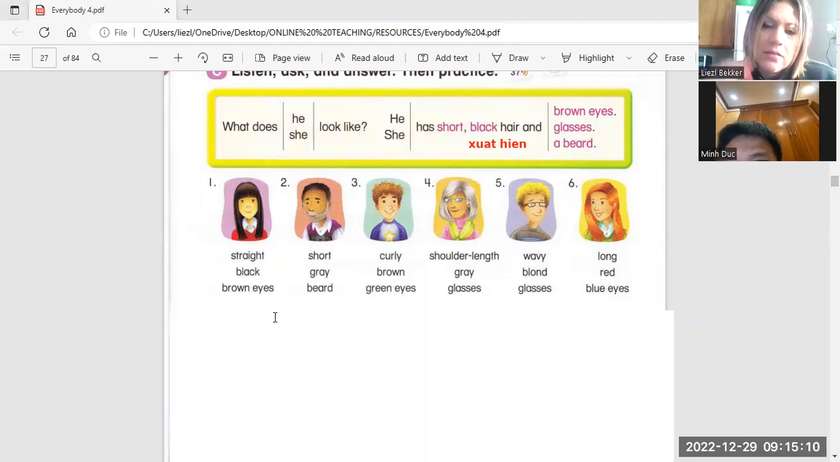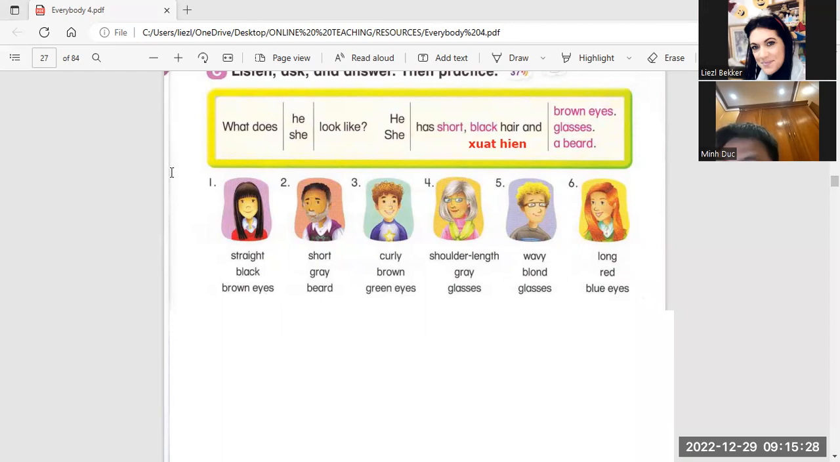Number two, what does he look like? He has short gray hair and a beard. Okay. Number three, what does he look like? He has curly brown hair and green eyes. Number four, what does she look like? She has shoulder length gray hair and glasses. Good. Number five, what does he look like? He has wavy blonde hair and glasses. What does she look like? She has long red hair and blue eyes. Yes, there we go. Good job.